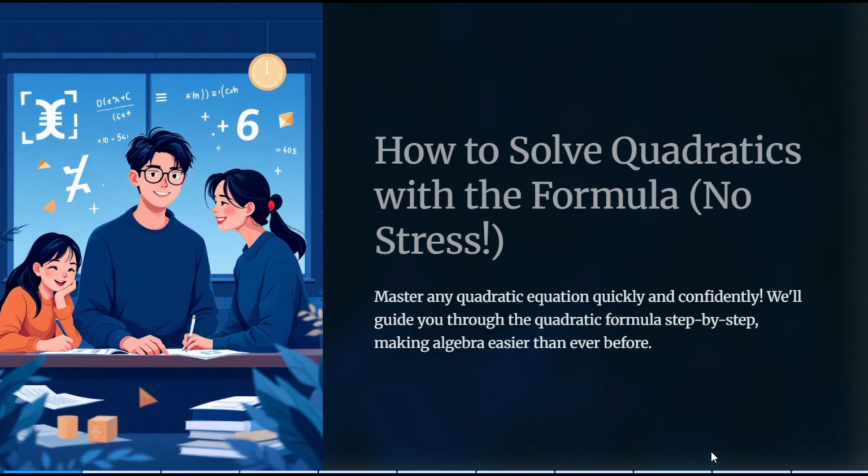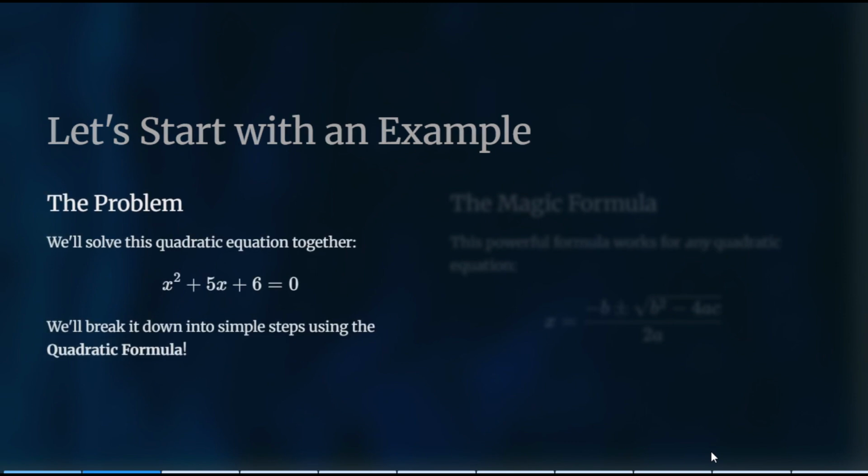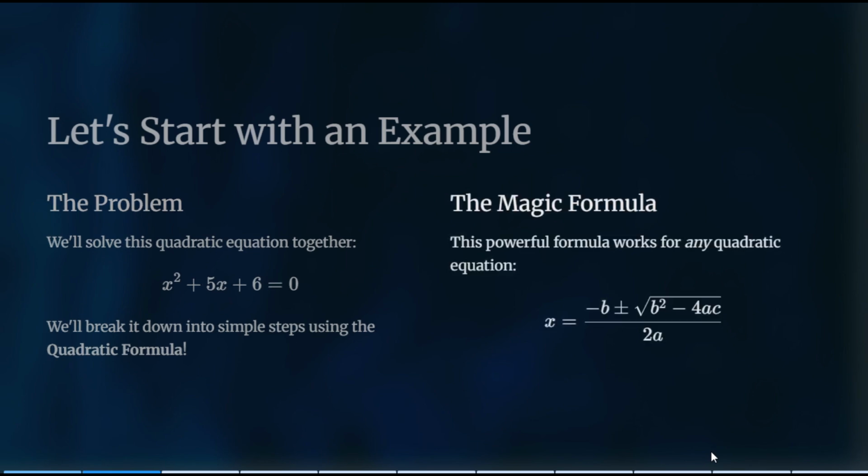In this video, we'll learn how to solve quadratics with the formula. Let's start with an example. We'll solve this quadratic equation together: x squared plus 5x plus 6 equals 0. We'll break it down using simple steps using the quadratic formula.